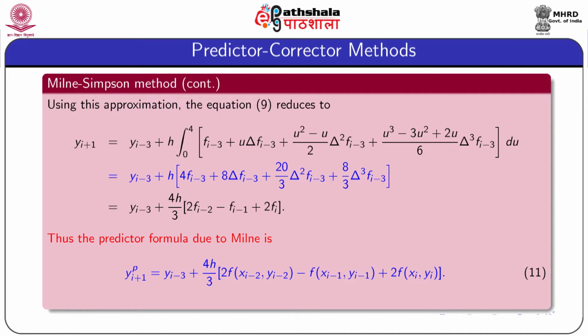Thus, the predictor formula due to Milne is given by equation number 11. The predictor formula is this one: y_{i+1}^p = y_{i-3} + (4h/3)(2f_{i-2} - f_{i-1} + 2f_i).